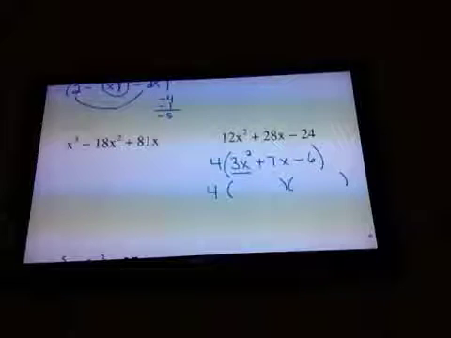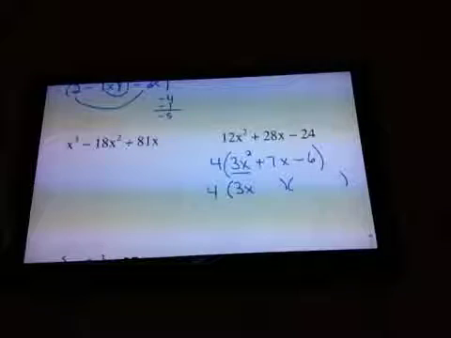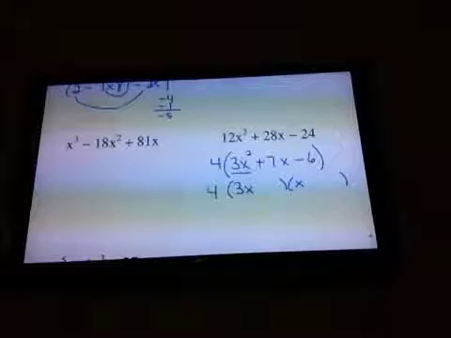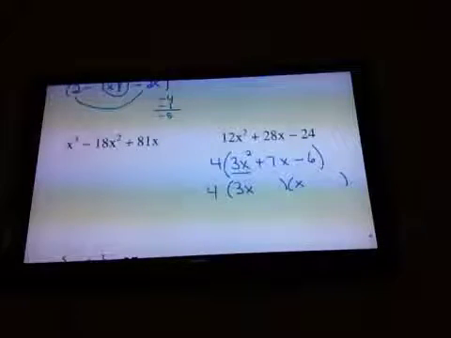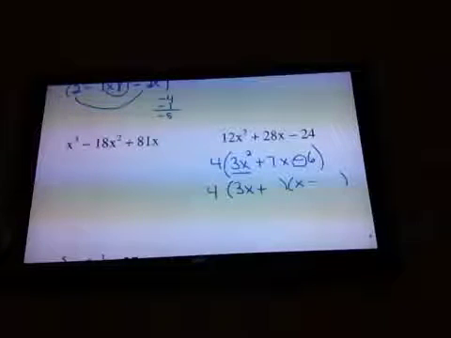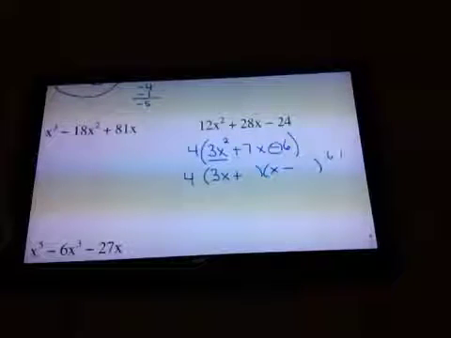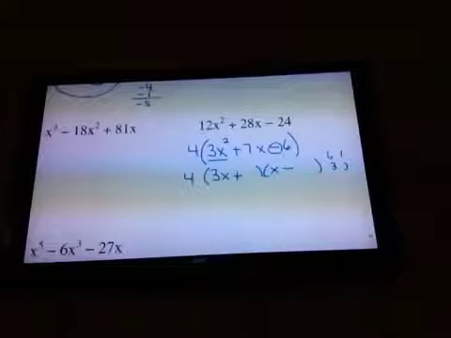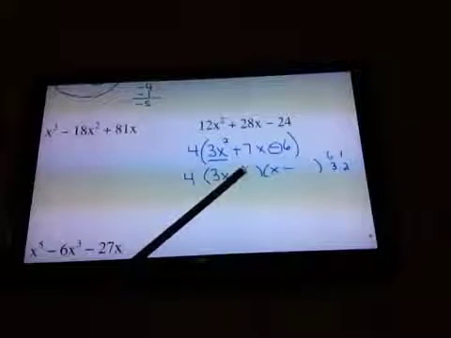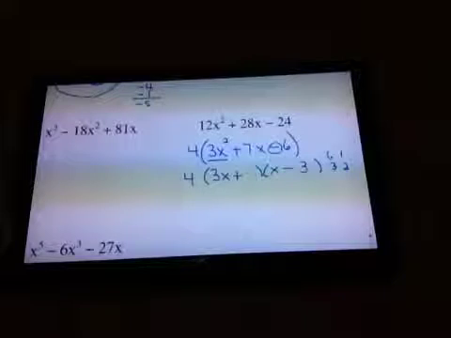First term, 3x squared. My only choice, 3x times 1x. Minus last term means 1 of each sign. And then 6 can be 6 times 1. 6 can be 3 times 2. I'm going to go with 3 and 2, but I'm not going to put the 3 with the 3. I'm going to put the 3 back here and the 2 up there.